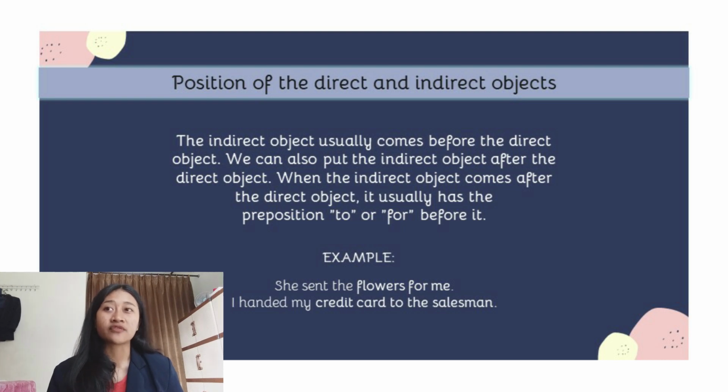It is about the position of the direct and the indirect object. Usually the direct object comes after the indirect object, but we can also change the pattern. We can put the direct object before the indirect object, but we have to add the preposition for or to before the indirect object. For example, she sent the flowers for me. In this case, the pattern is we put the direct object first before the indirect object, so we have to add the preposition for or to before the indirect object.